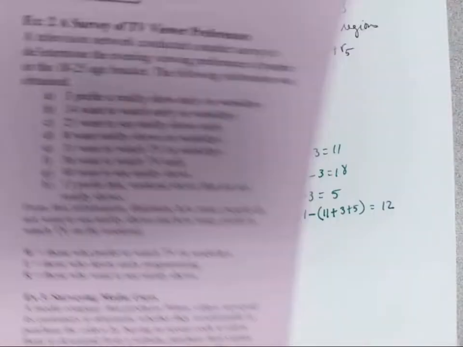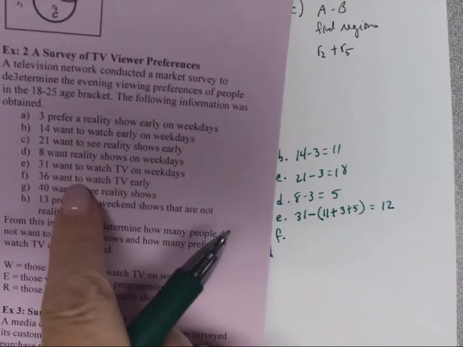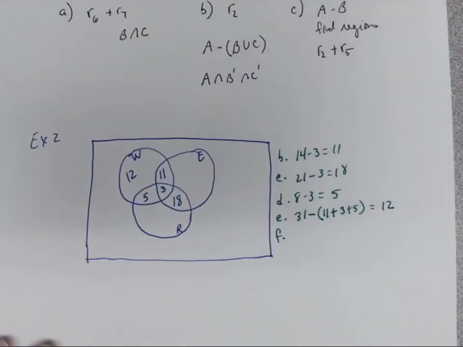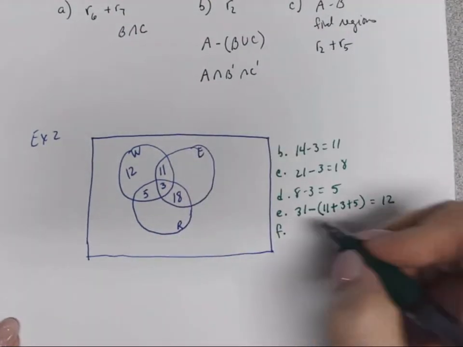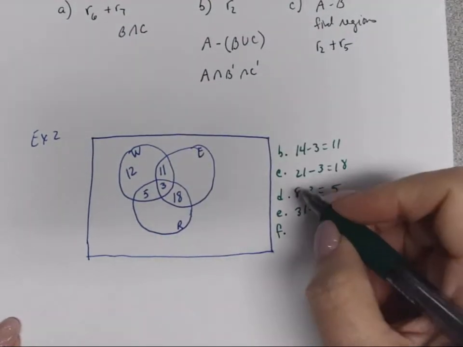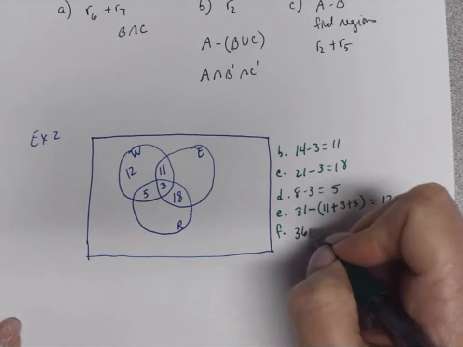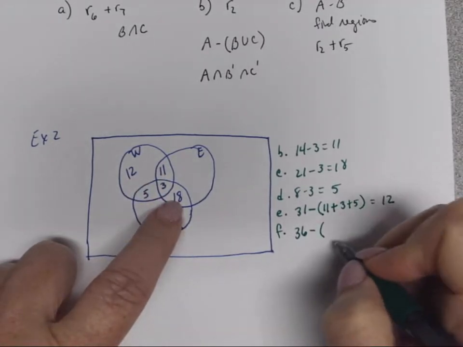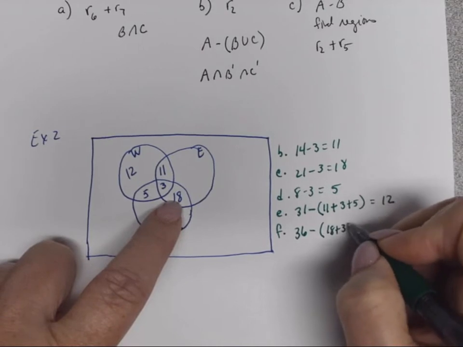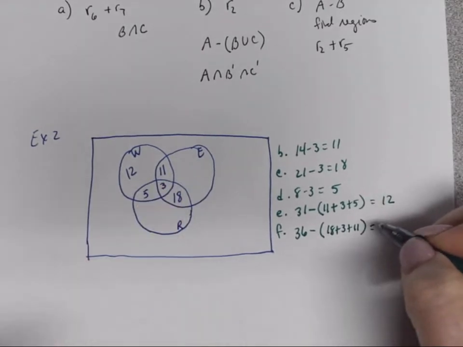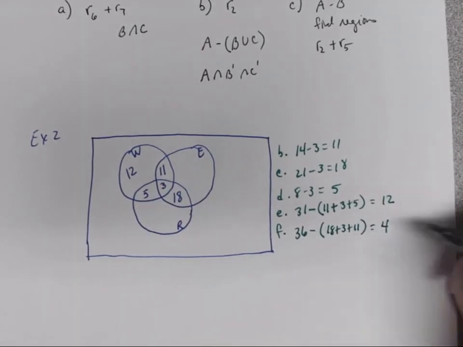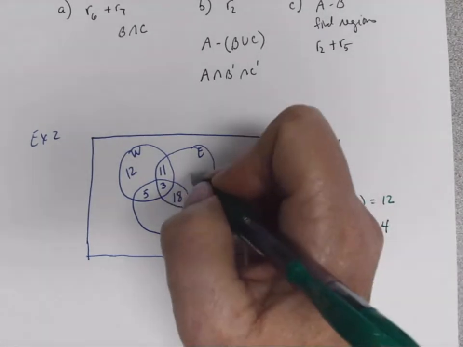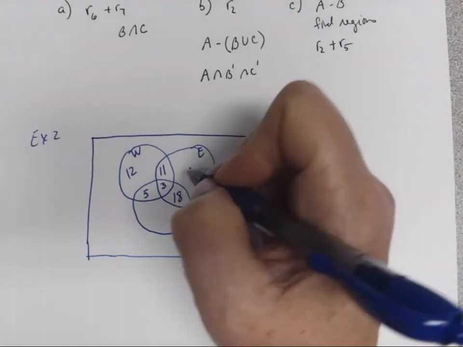Part F says that 36 want to watch TV early. Well, early lands all the way up here, and it said 36. So we have to take 36 and subtract out 11, 3, and 18. So 18 plus 3 plus 11, and that will leave us with 4. So that means there's 4 more that end up right here.